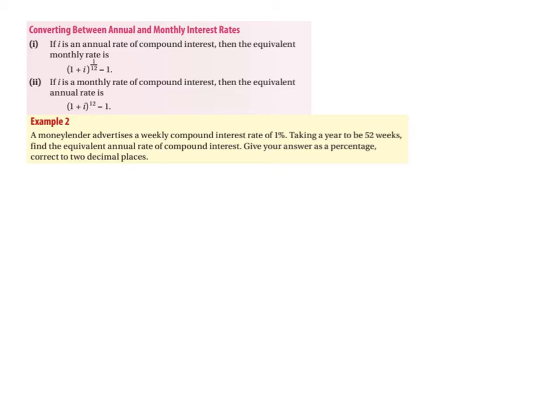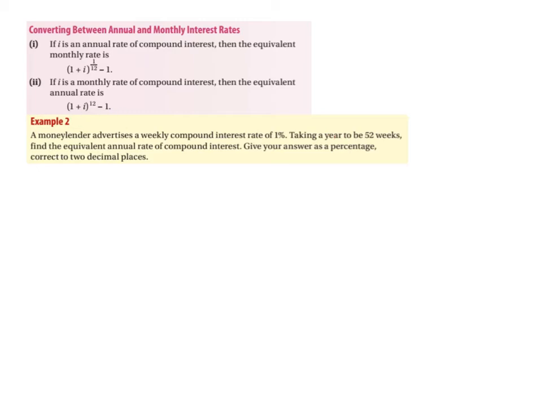It says example 2: a moneylender advertised a weekly compound rate of 1%. Taking a year to be 52 weeks, find the equivalent annual rate of compound interest. Give the answer as a percentage, correct to 2 decimal places. So we've been given a weekly compound interest rate, and we're trying to find an annual rate. Instead of using the monthly figure, which is 12 here, we're going to use the weekly figure, which is 52.